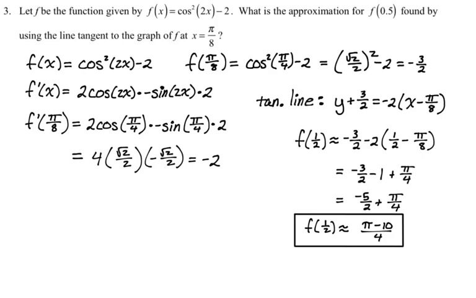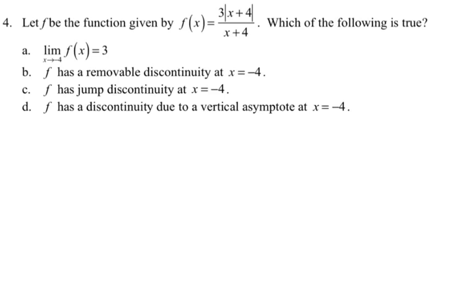All right, next question. So next question is actually multiple choice. Let f be the function given by f of x equals 3 times the absolute value of x plus 4, over x plus 4. Which of the following is true? This is a graph that you should know, the absolute value of x over x. I have a separate video about this. I think it's a really good graph to know because it has a jump discontinuity, which is probably going to be the key to this problem.